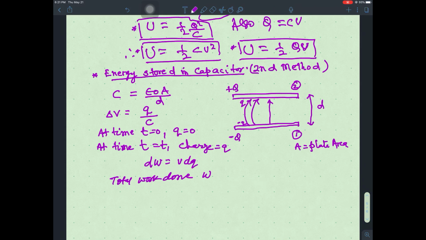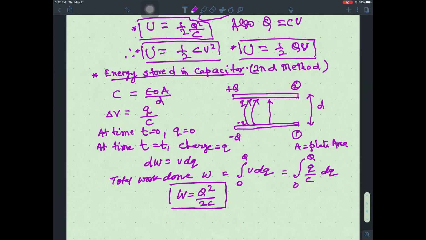So total work done W is equal to the integration of V dq, where the charge goes from initially 0 to the maximum charge q. V is q by C, so the integral of q by C dq from 0 to q gives W equals q square by 2C. This is the expression for the energy stored; this work done gets stored in the capacitor.